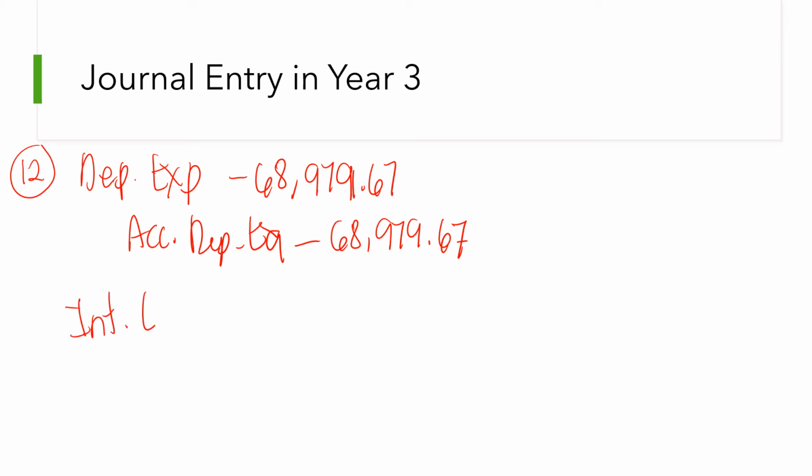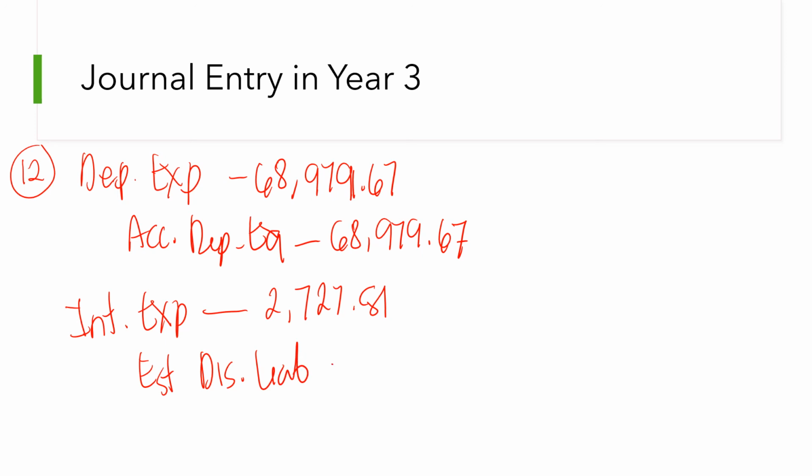And just like in the previous years, we also need to recognize interest expense. So debit to interest expense. Please refer again to the amortization table. The interest expense for year 3 is 2,727.81, and credit to estimated dismantling liability for equipment, 2,727.81. If the company is not using the equipment anymore, we need to dismantle the equipment, because that is our provisional liability.